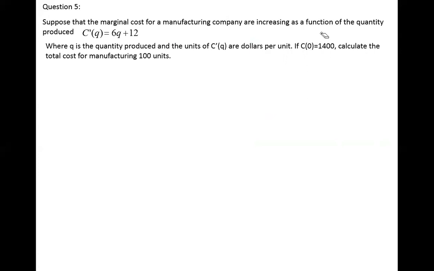If C at 0 is 1,400, calculate the total cost of manufacturing 100 units. Okay, we don't have any information about the fixed cost. That means we are just looking at the values between 0 and 100. That means 100 units. Calculate the total cost. That means the total cost will be defined: the total cost at 100 minus the total cost at 0 is defined as a definite integral between 0 and 100 of the marginal cost function.